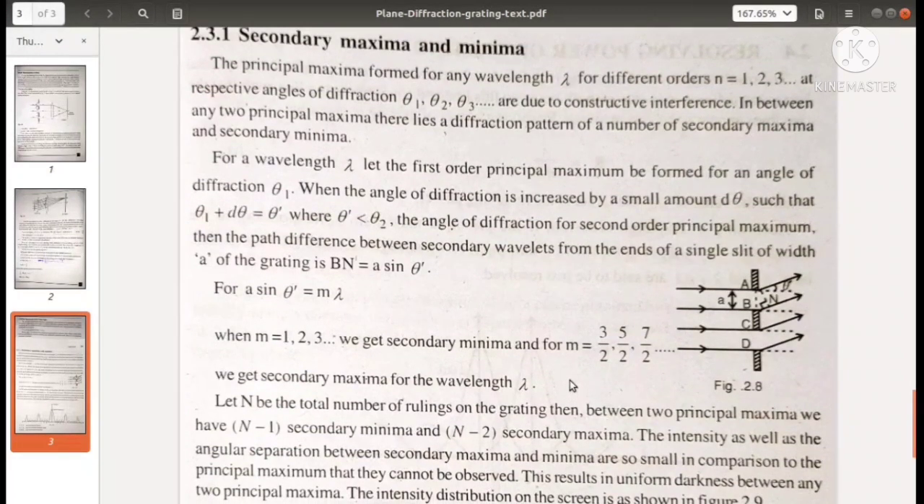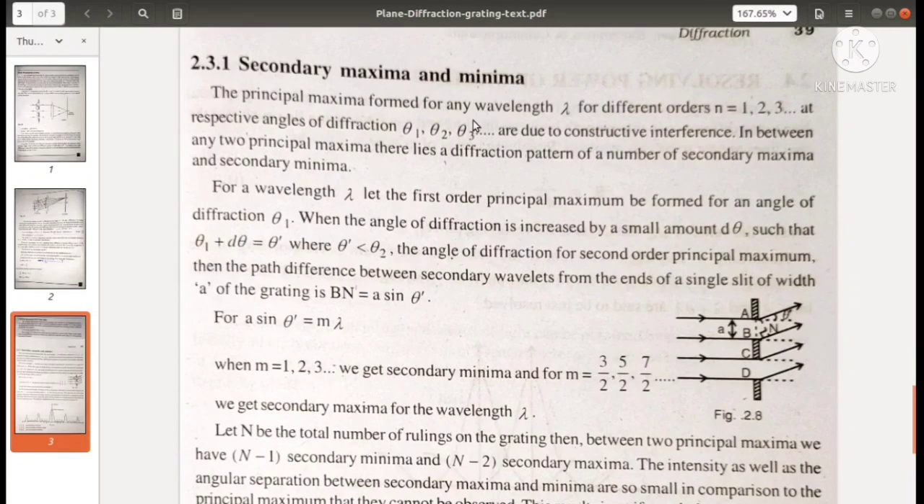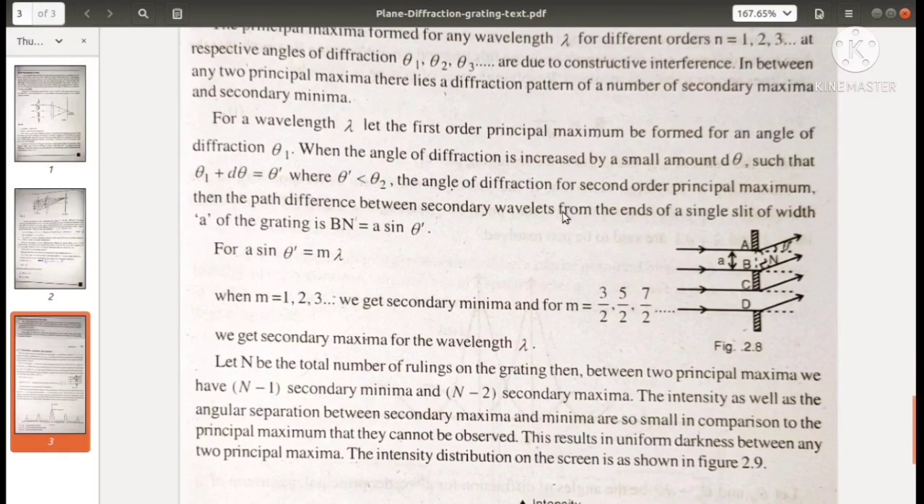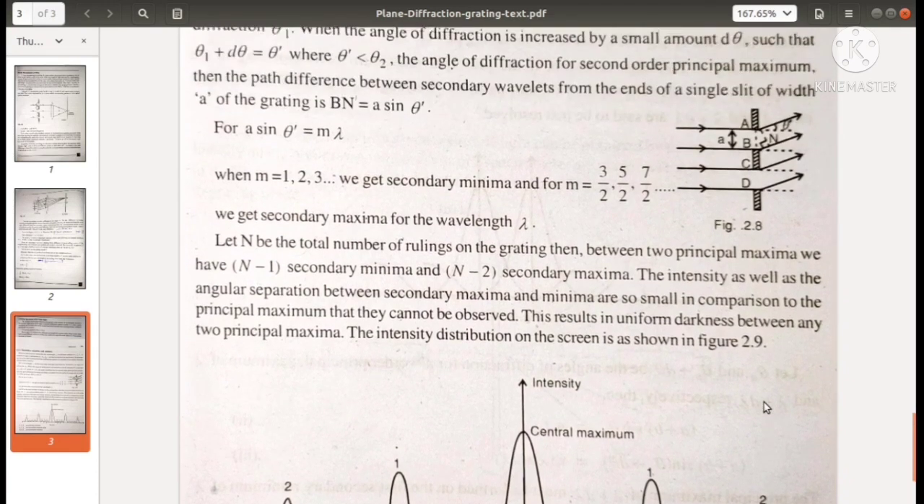The principal maximas are formed for any wavelength for the orders n equal to 1, 2, 3, etc., for respective angles theta 1, theta 2, theta 3, etc. that we have seen. In between these we are getting the secondary maximas and minimas. For a wavelength lambda, let the first order principal maxima be formed for an angle of diffraction theta 1, and the second principal maxima be formed for an angle theta 2.